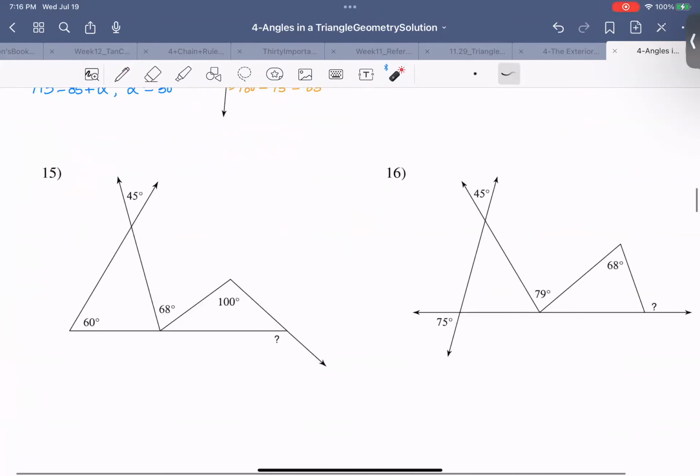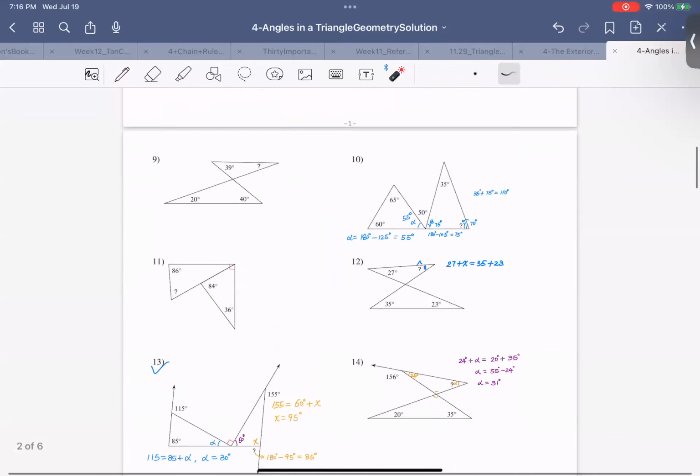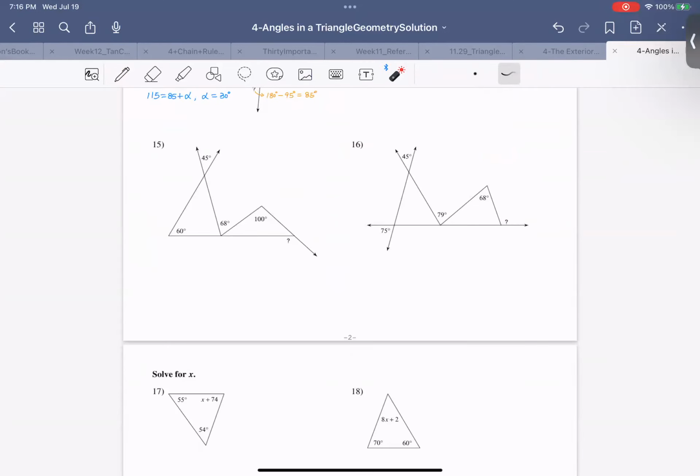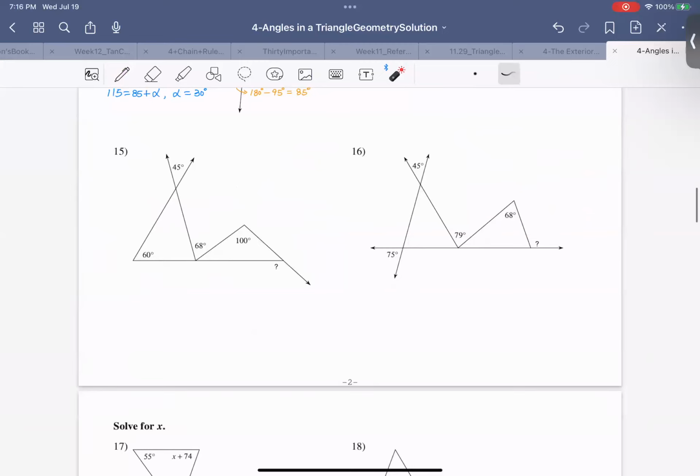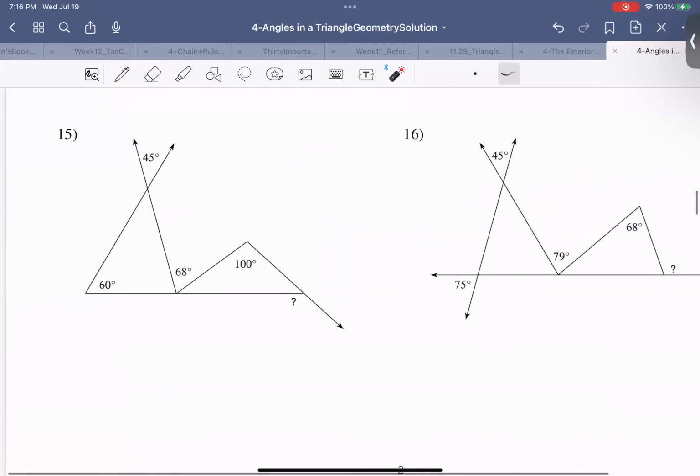Next one. At the beginning, it's just one step, and then it's going to be more and more steps, okay? So we cannot only do those easy questions. Jeffrey, let's see number 15.